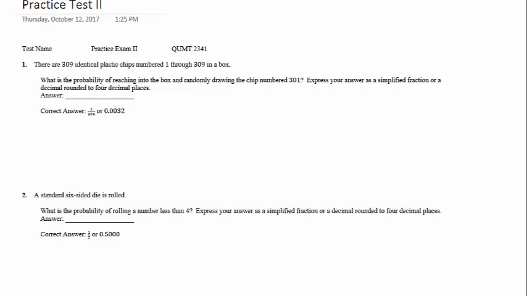Okay, so we're going to work on practice exam 2 here, and we're going to do it all together. Let's start with the first one. We're going to work it through. What is the probability of reaching into the box and randomly drawing the chip number 301?